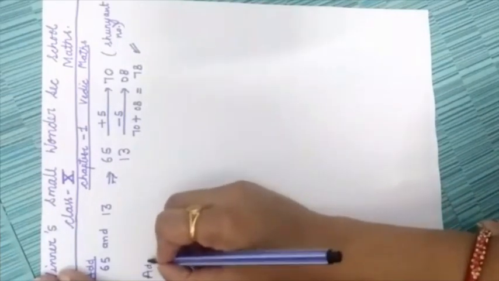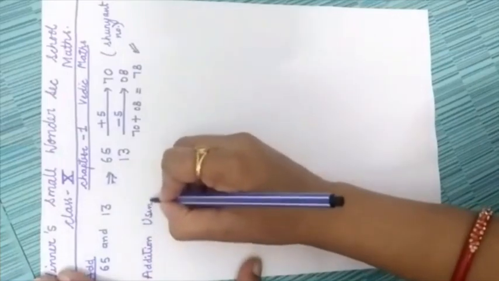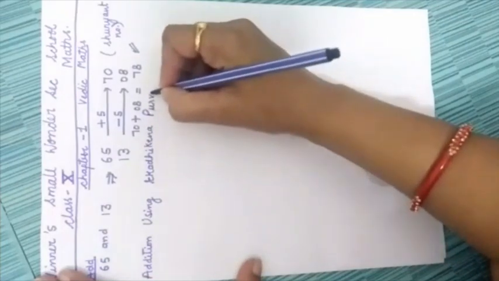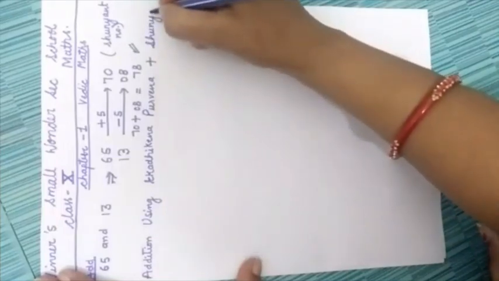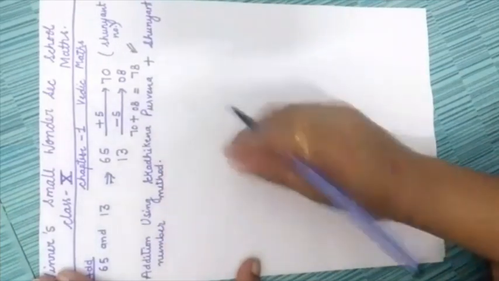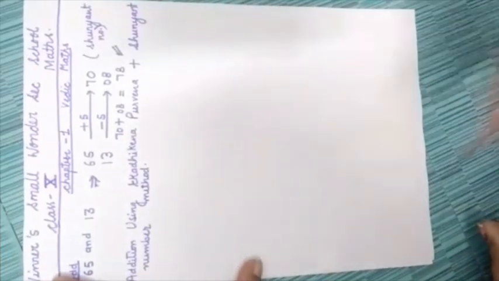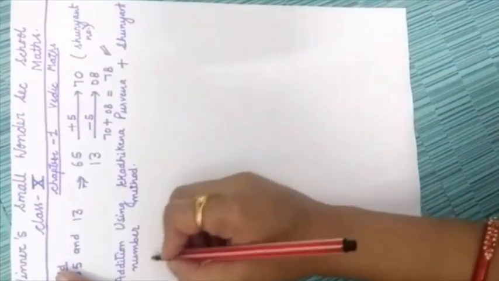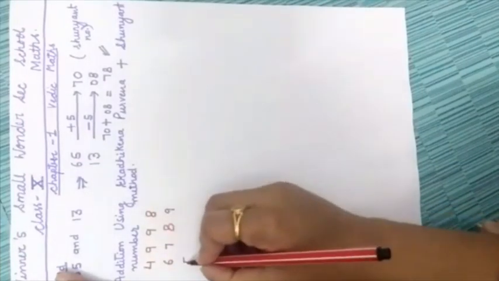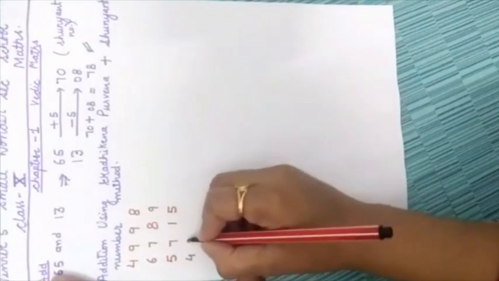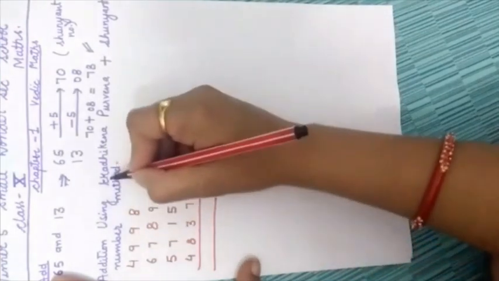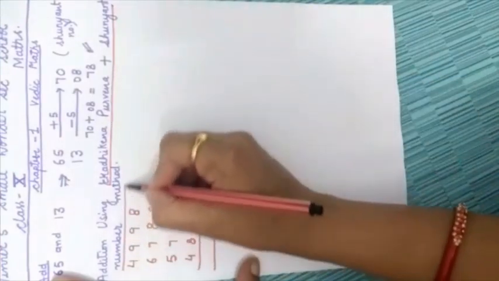Write down in your notebooks: addition using Ekadhiken Purvena plus Shunyant number method. Okay? Students, please write down the question in your notebook. Write down the digits also: 4, 9, 9, 8, 6, 7, 8, 9, 5, 7, 1, 5, 4, 8, 3, 7. These numbers we have to add using this method. Okay, this method we have to use.